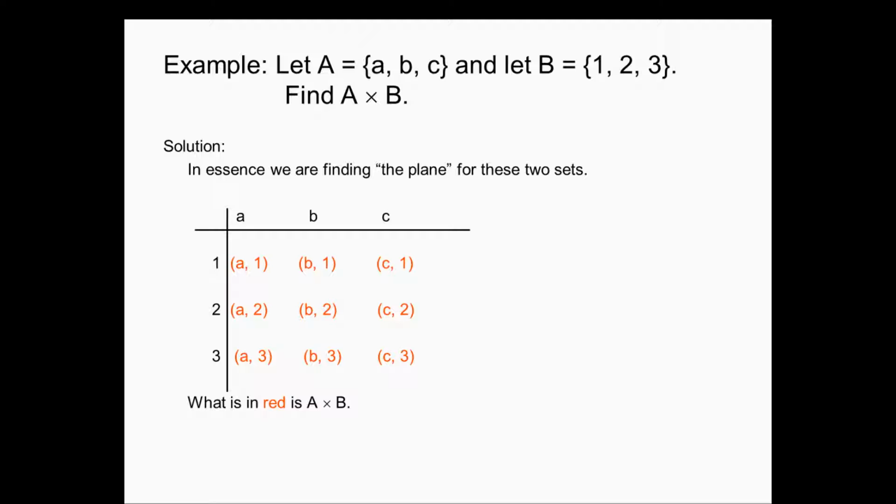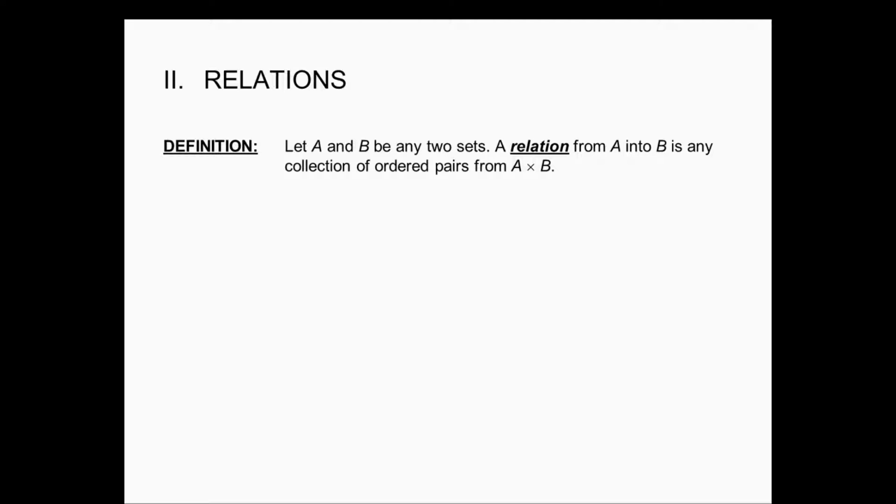That was our first step on the way to functions, the Cartesian product. Remember, Cartesian product lists all possible ordered pairs. Now for us in R cross R, we couldn't list them, we just drew the picture of the Cartesian plane. So our second step on the way to functions, relations. Definition. Let A and B be any two sets. A relation from A into B is any collection of ordered pairs from A cross B.